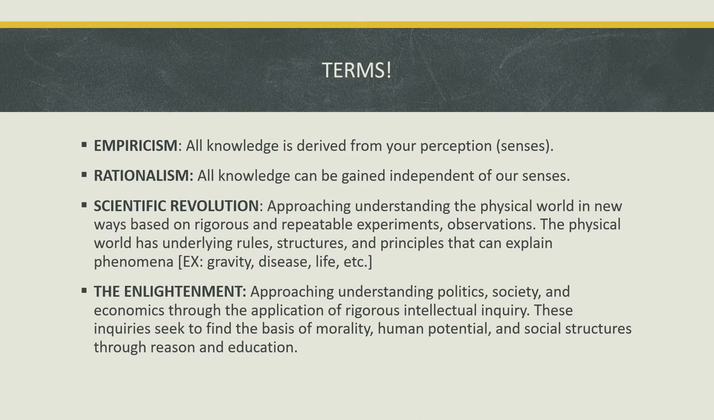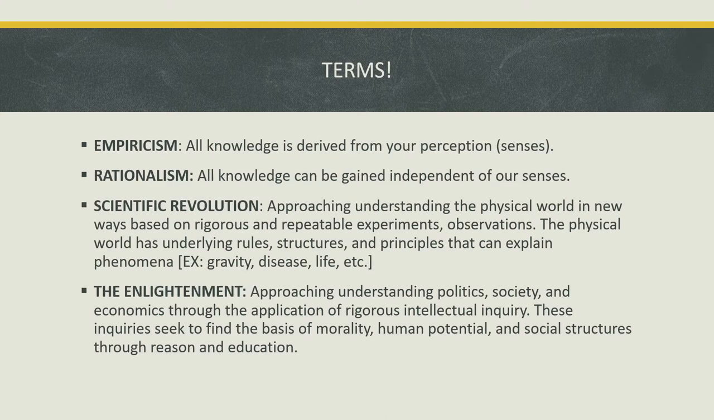The Enlightenment is an approach to understanding politics and human interactions. So politics, society, economics, social pressures, poverty, intolerance, you name it. The Enlightenment really approaches these with a similar set of rigorous standards that were inherited from the scientific revolution. These inquiries seek to find the basis of morality beyond just what is written in scripture or in holy texts. Trying to find the utmost of human potential. Can humans be better? How can humans be better? What methods can we use to improve human potential? Can social structures be changed? Can you do it through reason and education, not through faith and hope, basically?